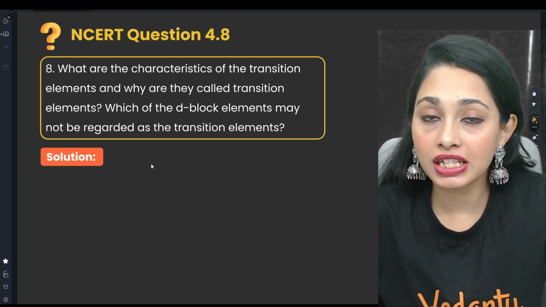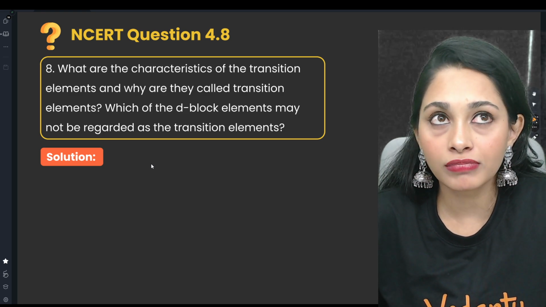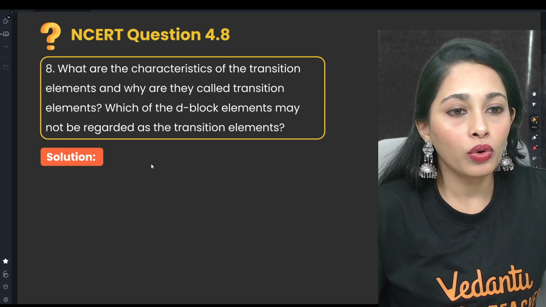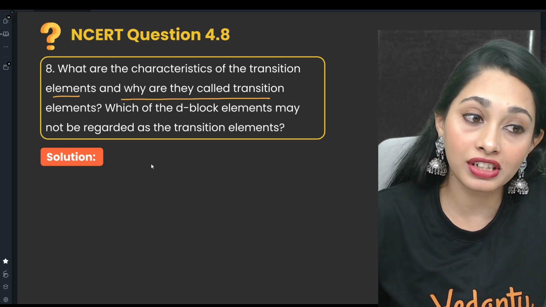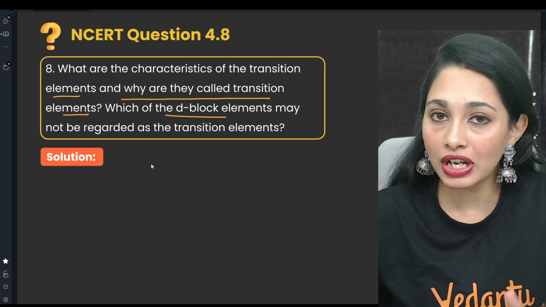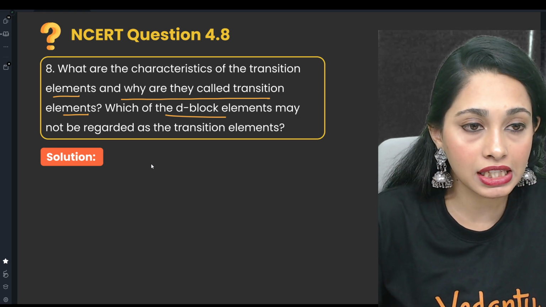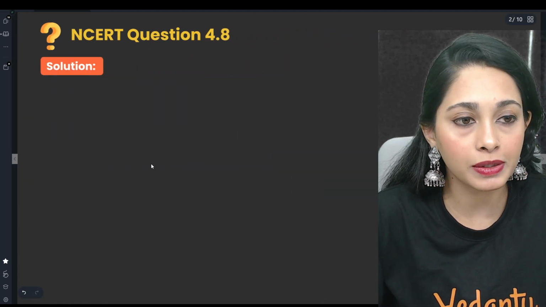We are going to discuss the 8th question from your NCERT from the chapter D and F block elements. What are the characteristics of the transition elements and why are they called transition elements? Which of the D block elements may not be regarded as the transition elements? First, let's answer the first question. What are the characteristics of transition elements?